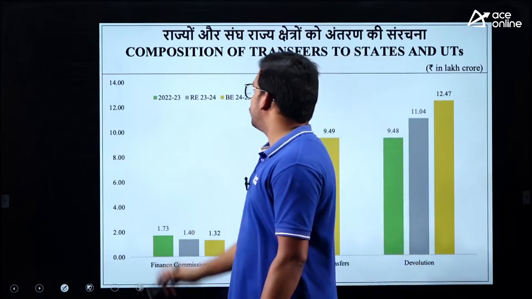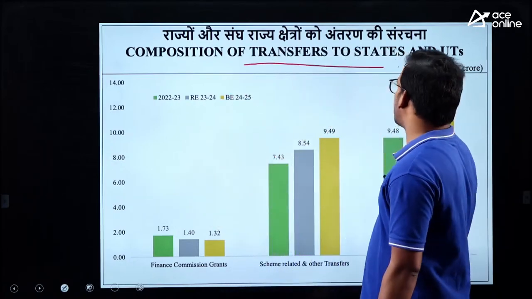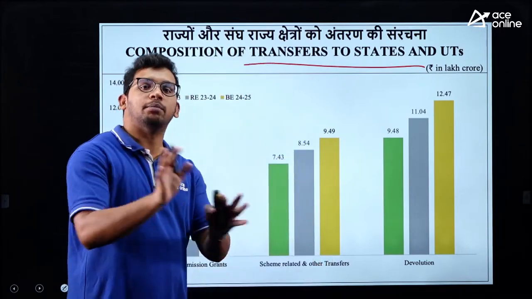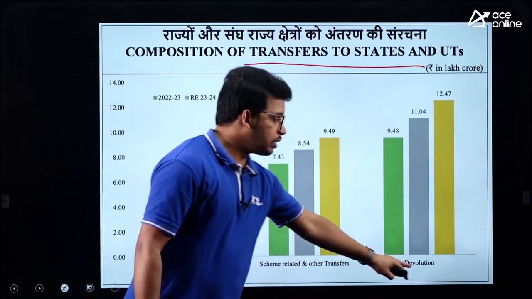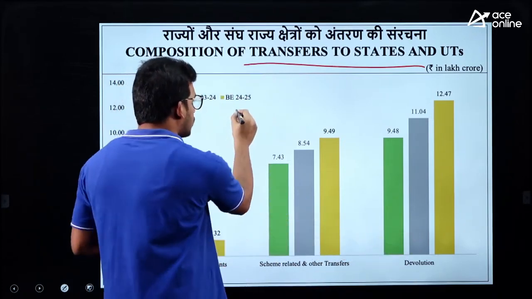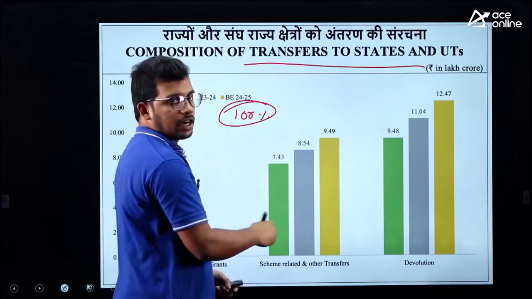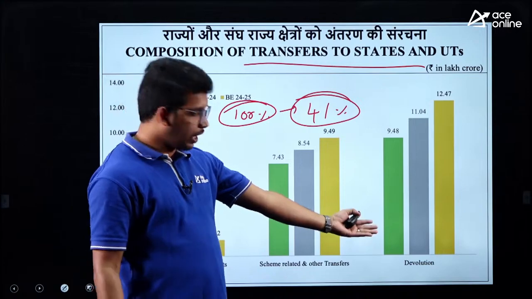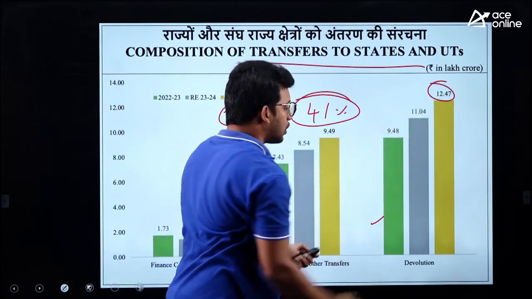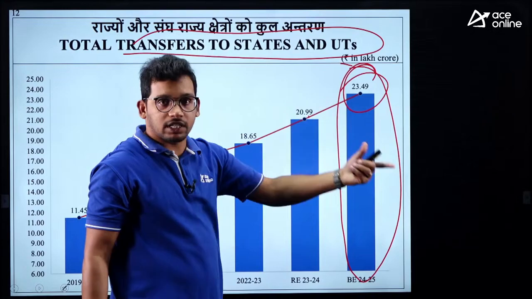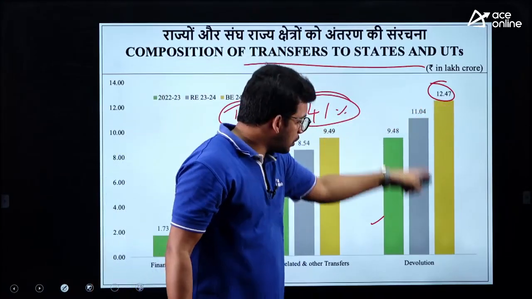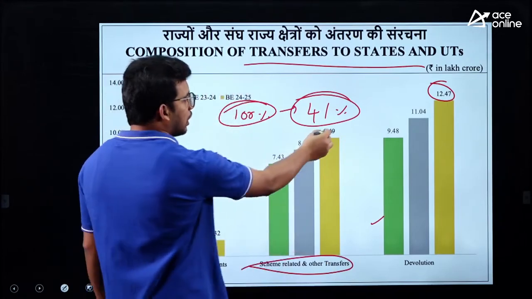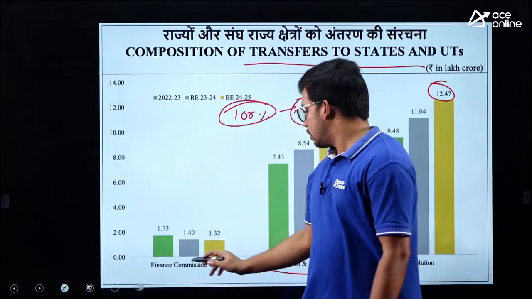Last slide for now for today's budget session: composition of transfers to states and UTs. In which way is the central government giving money to the states? Devolution, that means finance commission recommendation. Out of the total tax, say for example 100% tax is collected, 41% of the central government taxes are given to the states, right. So this is called devolution. Out of the total 23.49 lakh crores given to the states, 12.47 is through devolution, then schemes and other transfers like central sector and centrally sponsored, 9.49 lakh crore, and then finance commission grants.